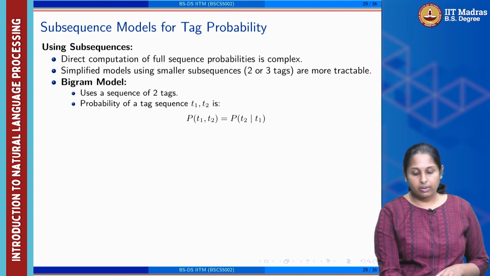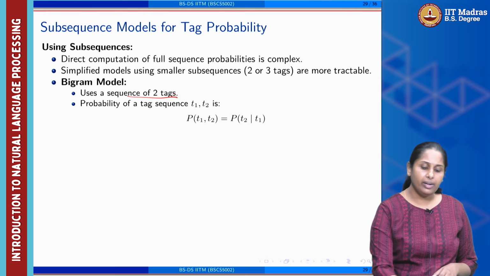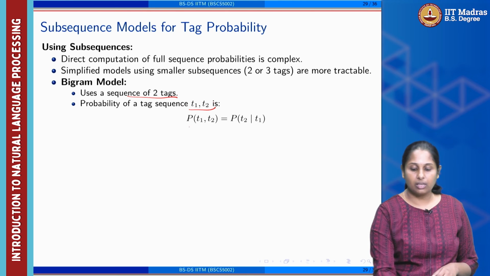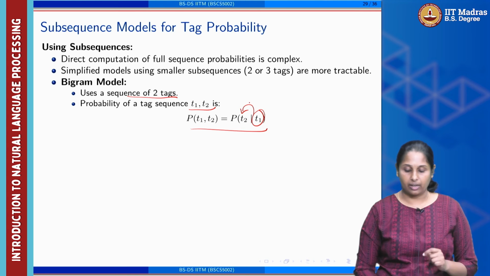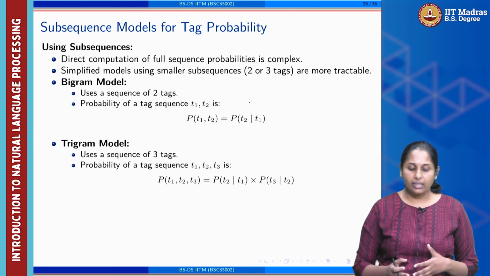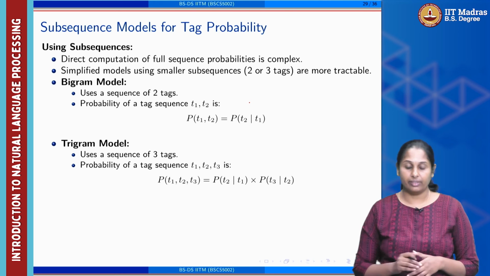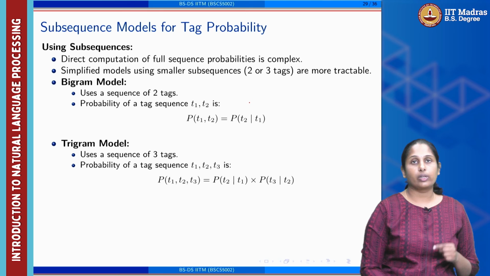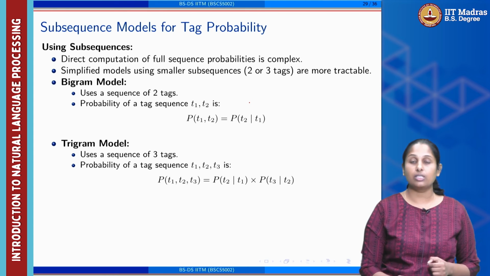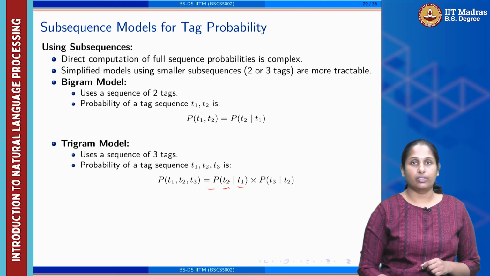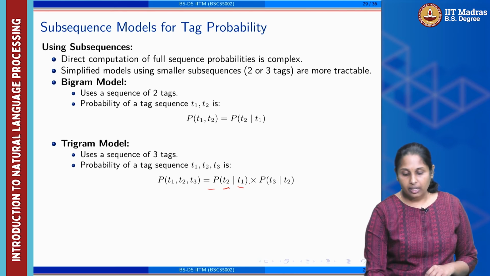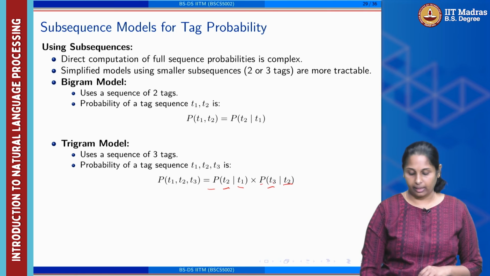It uses the sequence of 2 tags. The probability of a tag sequence T1 and T2 is the probability of tag 1 in the given context, how many times it occurs, with the probability of tag 2. On the other hand, the trigram model looks at the sequence of 3 tags. So the probability of tag sequence T1, T2 and T3 is calculated as a product: the probability of tag 1 in the context of tag 2, and again the probability of tag 2 in the context of tag 3.